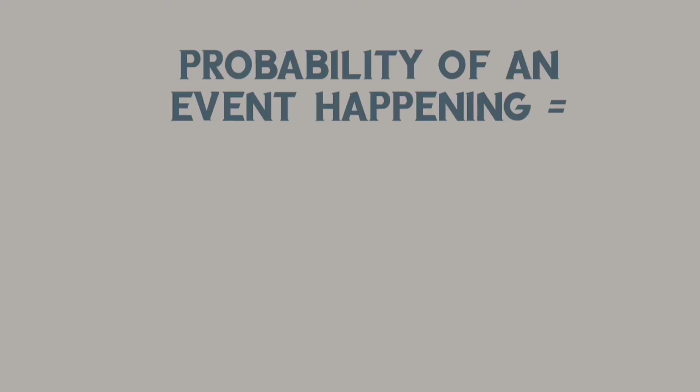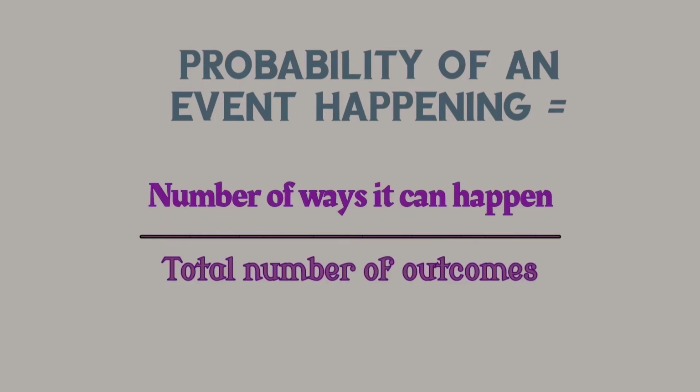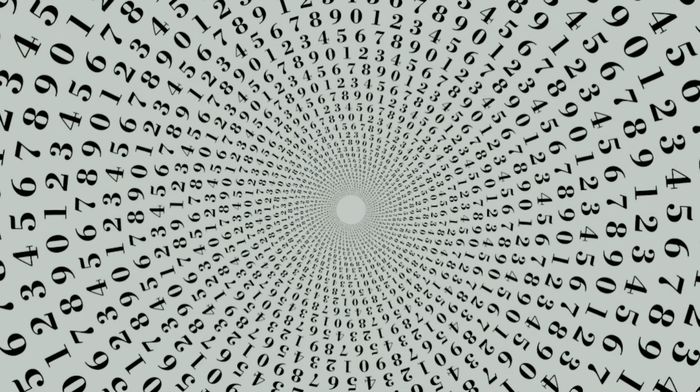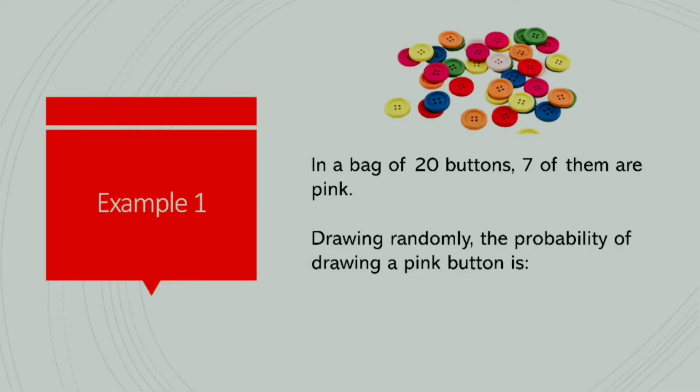So back to the basics. The probability of an event happening is equal to the number of ways it can happen divided by the total number of outcomes. This is your very basic equation for probability. Essential to know this one. Now, I know that formula is a little abstract, so I think you'll understand it better after we go through a couple examples. Think about a bag of 20 colored buttons, 7 of which are pink.